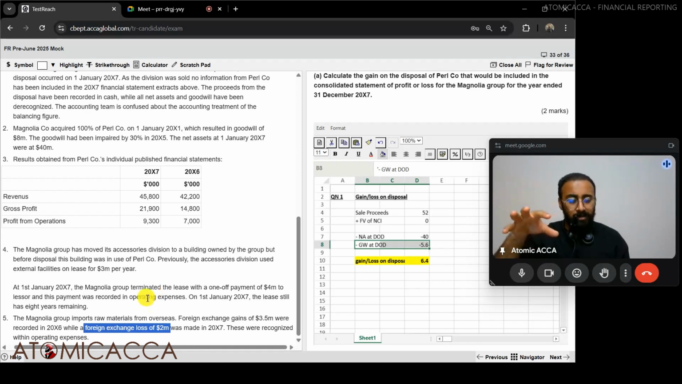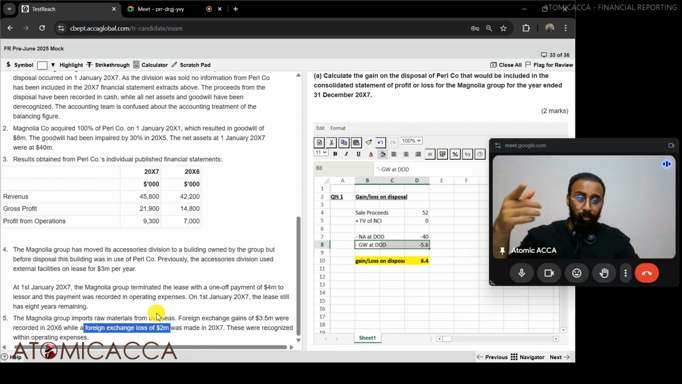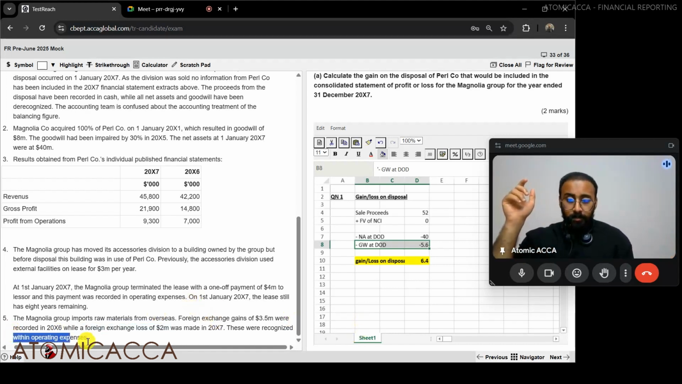Don't get scared by hearing the words derivative and hedging. It's not something that is part of FR. If you've done your FM paper and you're doing FR, you must be familiar with this. If you're not familiar with these things, just a small heads up. Derivatives or hedging techniques simply mean that you're getting into certain contracts which will help you protect against foreign exchange movements or interest rate movements. Just know only this much as of now. If you have not done FM, when you do it later on, you'll study all this. Then these were recognized within operating expenses. So that is also covered.